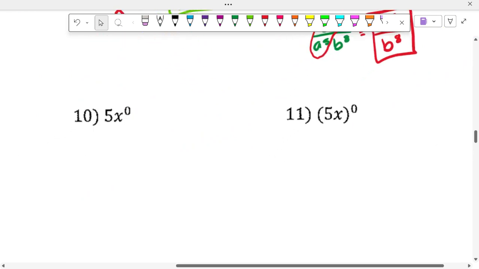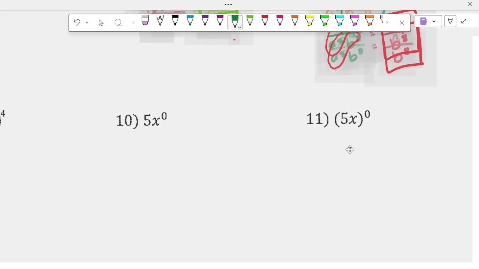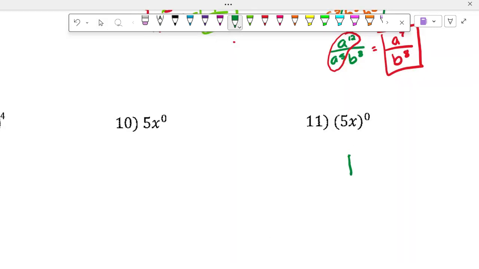Now, look at 10 and 11. Very, very similar, but they actually have 2 different answers. So what do you think the answer to 11 is? 1. What do you think the answer to 10 is? 5. Why is it that 10 is 5, but 11 is 1? Because the 5x is separate from the x, but the parentheses have them together.